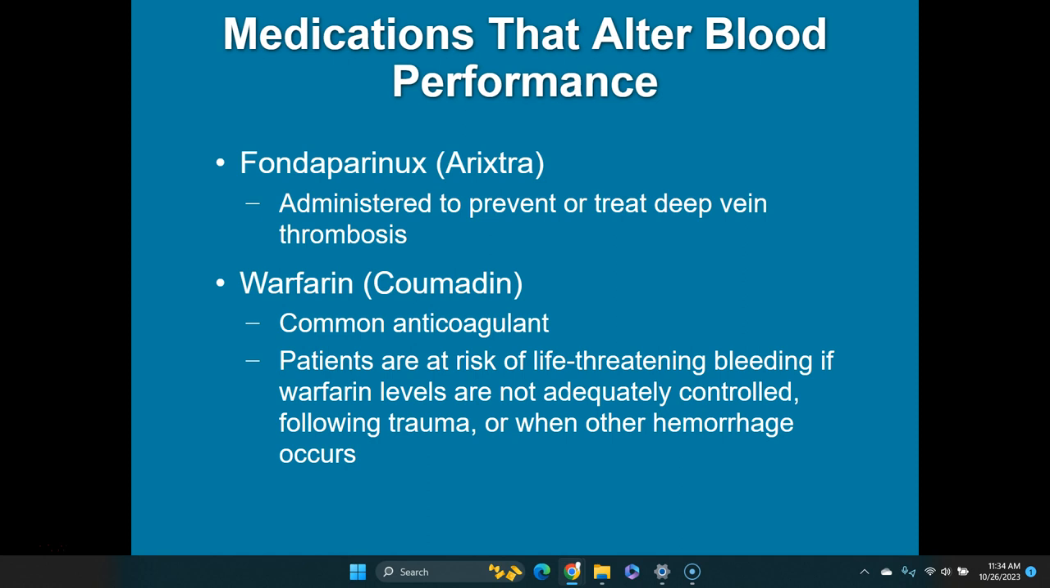Know that their blood is already pretty thin, and we want to be careful and mindful of any type of increased bleeding. Or if someone is on warfarin and they've fallen, we want to be very mindful of any type of internal bleeding that might have occurred from that.